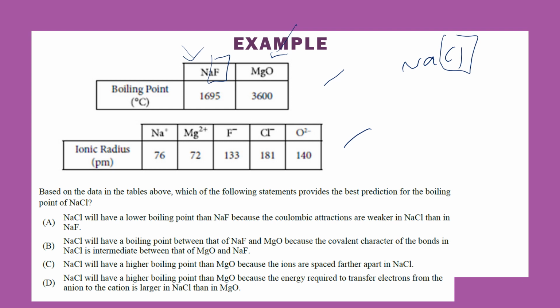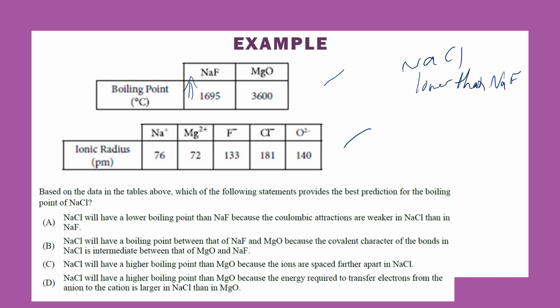So we're dealing with Coulomb's law. Coulomb's law is based on the charge and the distance. Fluorine will have a smaller distance to sodium because it has a smaller radius. So the boiling point of sodium fluoride will be higher because its Coulombic attractions are stronger. So we know sodium chloride has a lower boiling point than sodium fluoride.